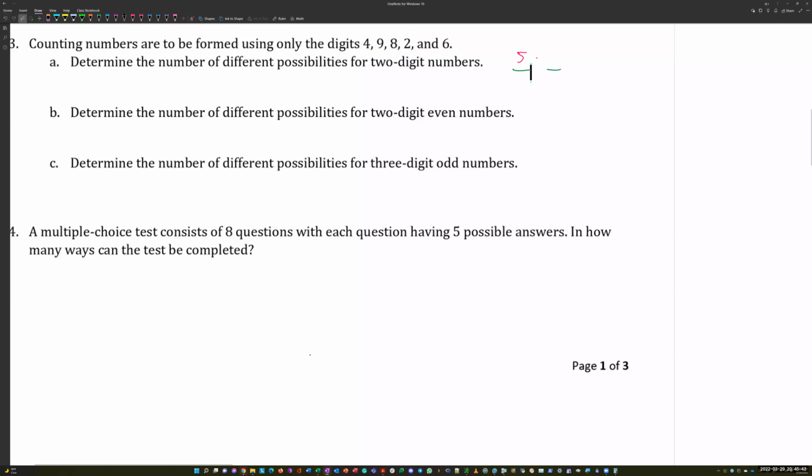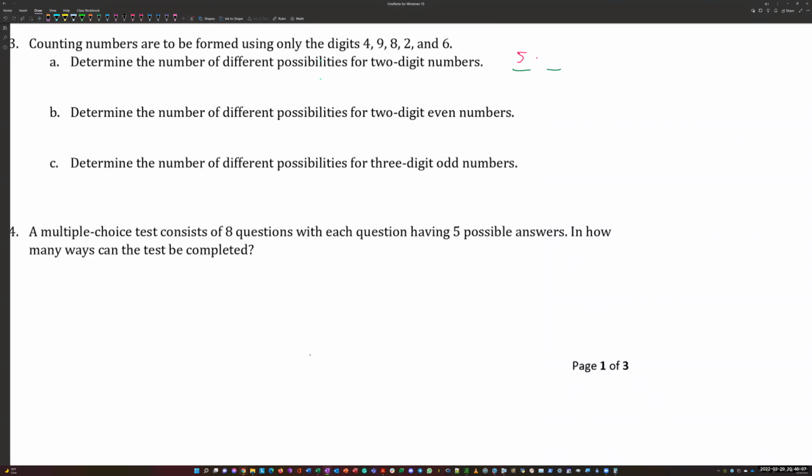Do you know what they mean by digits? Digits are the numbers that go into the number. Does that make sense? So they're saying you make a number using these digits. So we have 5 choices for this first position. Is that right? Yes. It could be a 4, 9, 8, 2, or 6.